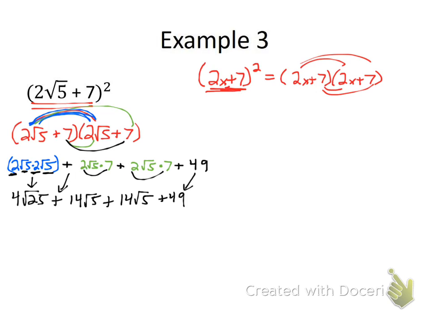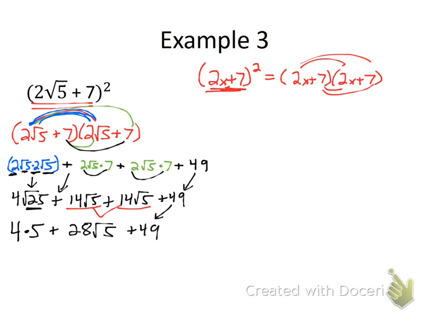Now, let's keep going. 4 roots of 25. We've already seen a root of 25. 25 is a perfect square. That's just 4 times 5 because the root of 25 is just a big 5. And then what we got here is we have some like terms. I have 14 roots of 5 plus 14 roots of 5. Because they have the same radicand, they both have that root of 5, we can add those together. So if you have 14 of something and you add 14 more of that something, you end up with 28 of that something. So I just basically took those two middle terms and combined them, and then you have your last constant over here.